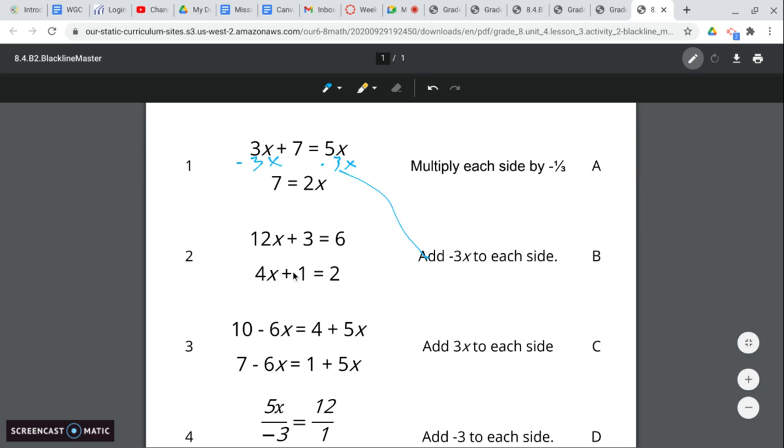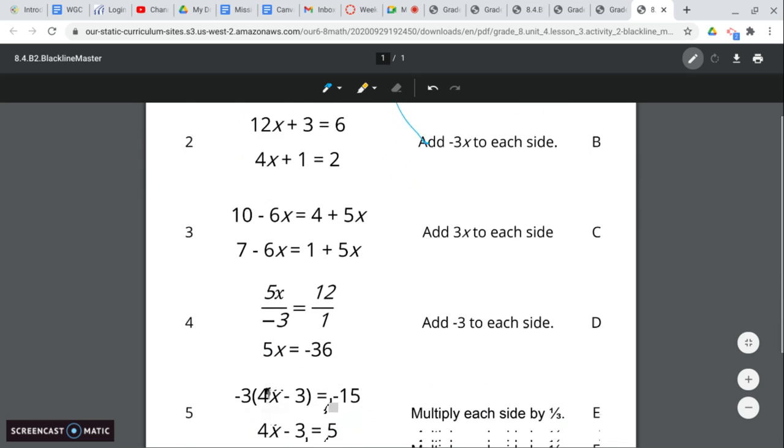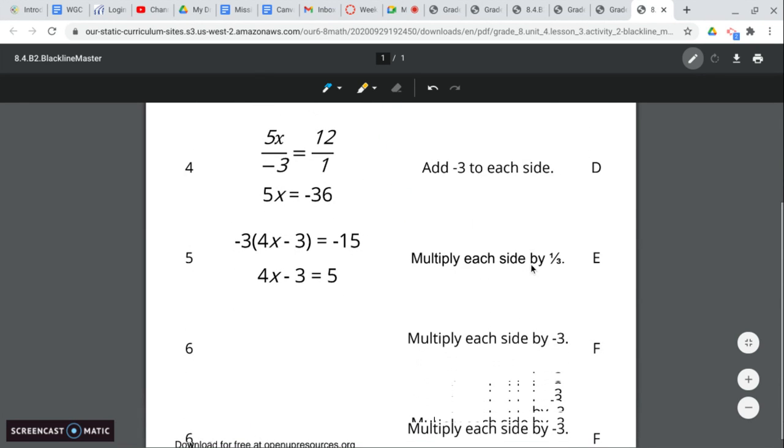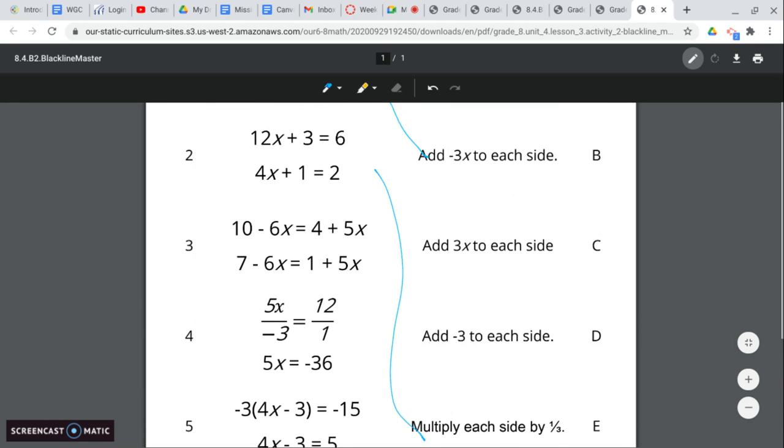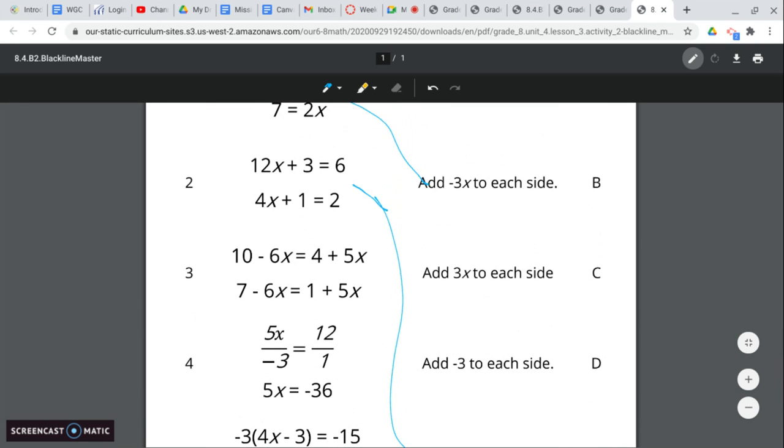All right, our next one here, we have 12x plus 3 equals 6. And we have 4x plus 1 equals 2. How'd we go from having 12 to having 4? We divided or multiplied each side by 1/3. So that one goes here. We just multiplied all of this by 1/3 to get to this here, and that's perfectly acceptable. These two equations result in the same answers in the end.